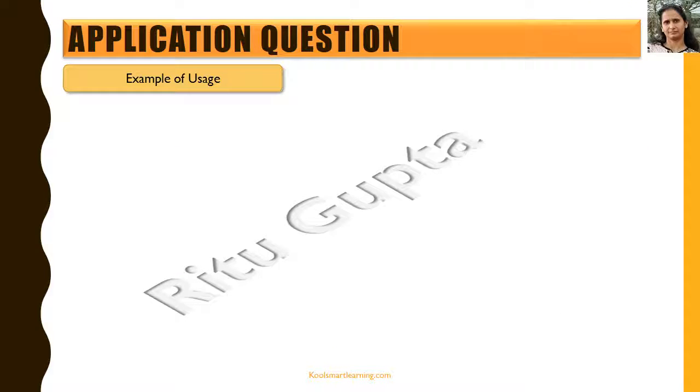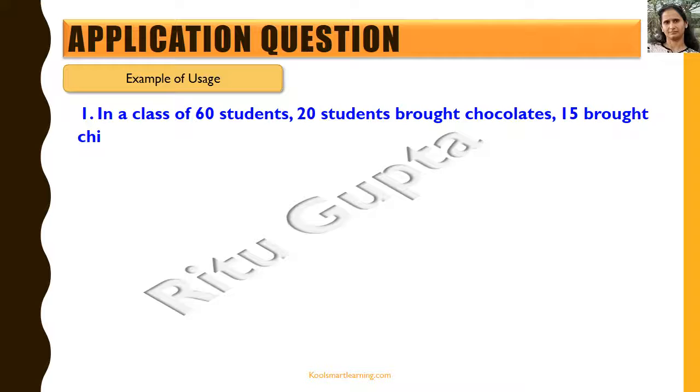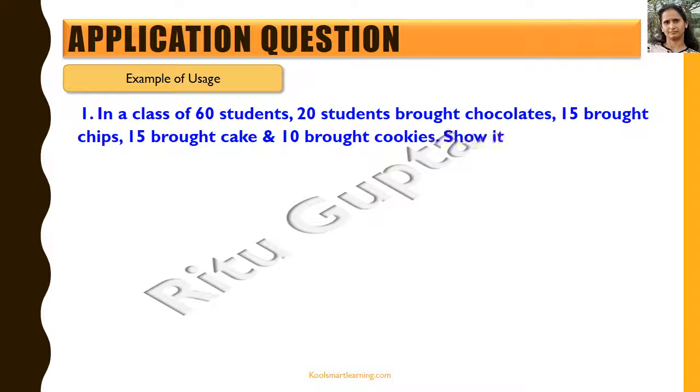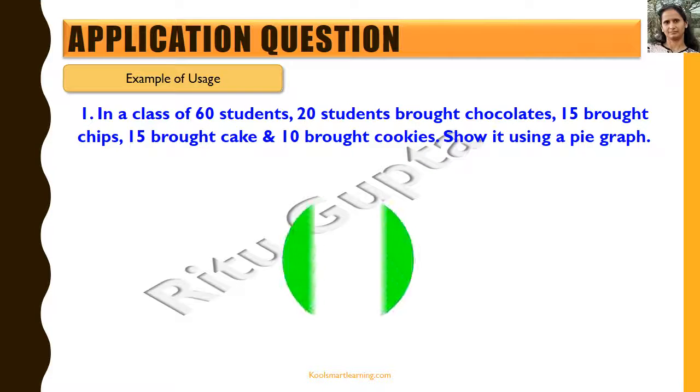So friends, now let's look at some of the examples where we use graphs to represent data. If in a class of 60 students, 20 students brought chocolates, 15 brought chips, 15 brought cake and 10 brought cookies, we want to show it using a pie graph. Let's see how we show it.